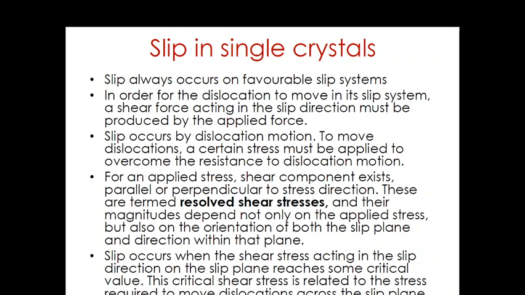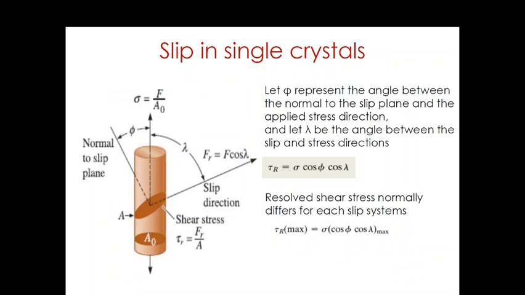In order to understand the force required to initiate slip in single crystals, let us consider this figure. Let phi represent the angle between the normal to the slip plane and the applied stress, and lambda be the angle between the slip direction and the applied stress. It can then be shown that the resolved shear stress, tau r, can be written as sigma cos phi cos lambda.